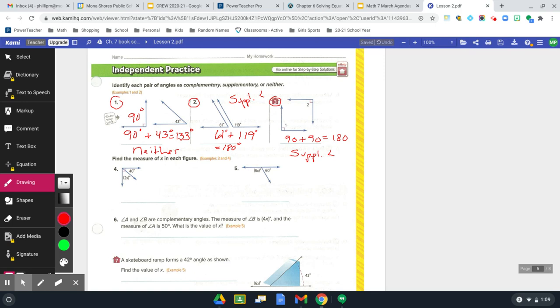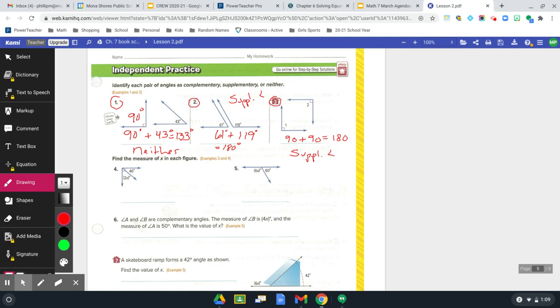Number 2, when you push together the 61-degree angle and the 119-degree angle, added together, that gives you 180. So yes, that is a supplementary angle there. And number 3, 90 plus 90 is 180. So number 3 is also an example of a supplementary angle.